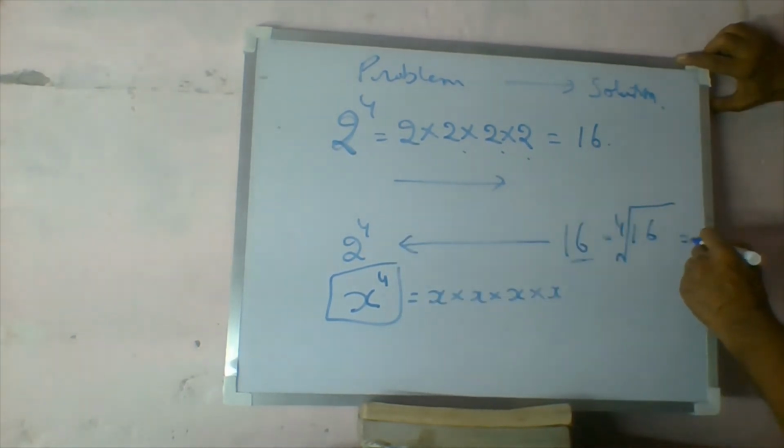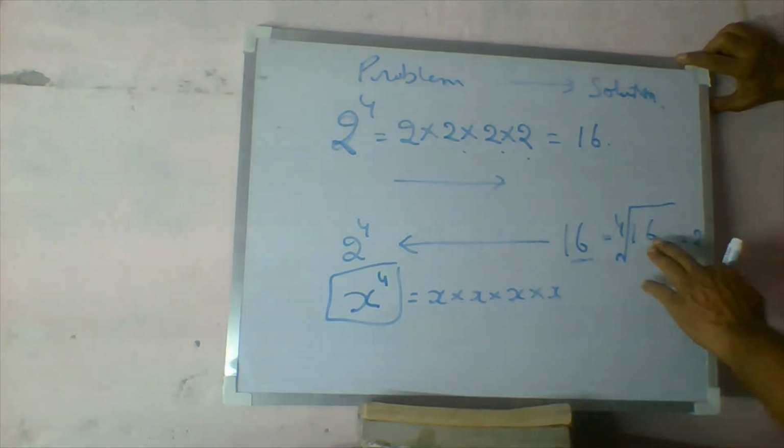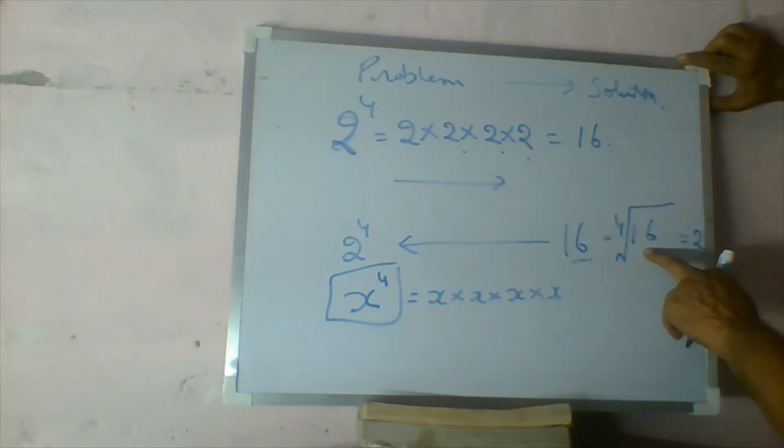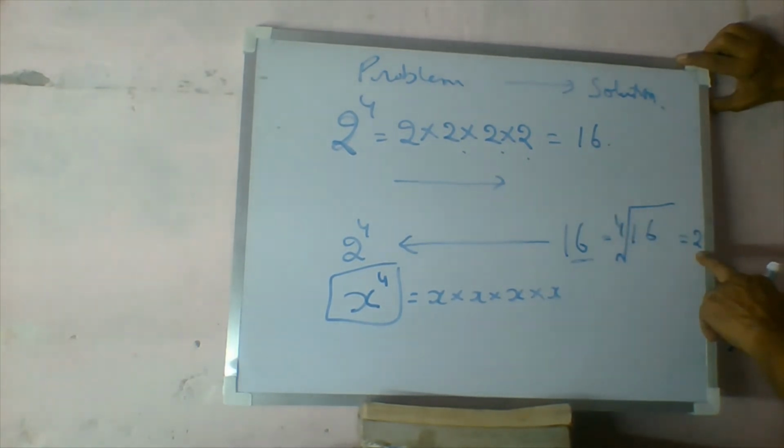Again, what it is saying with the fourth root of 16 is that there is a number that, if multiplied by itself 4 times, will result in 16. Tell me that number. That number is... got this?